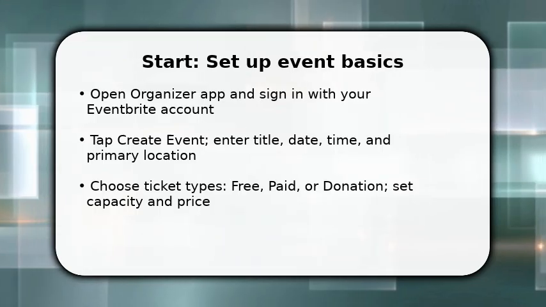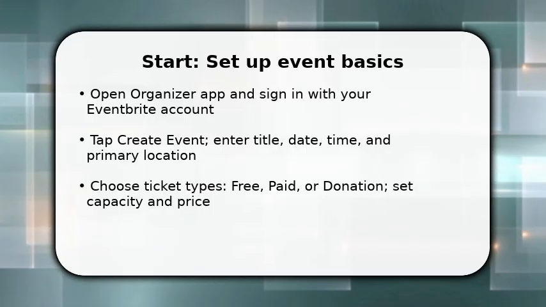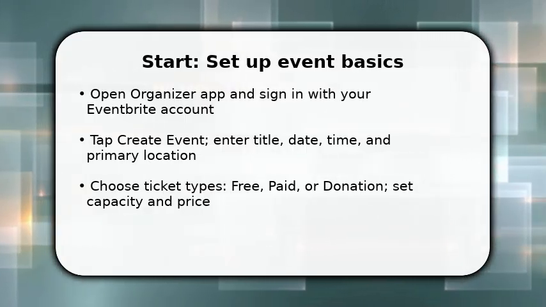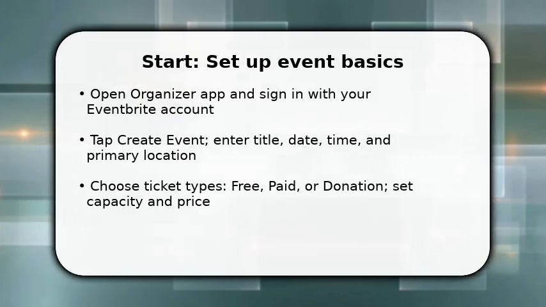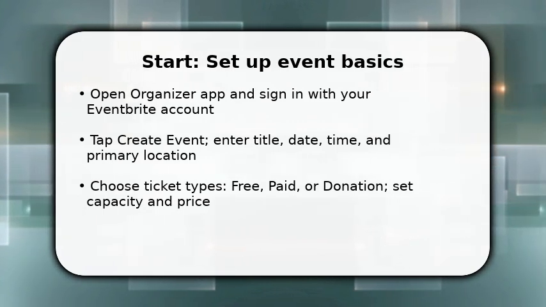Next, add ticket types: free, paid, or donation. Set quantity and price per ticket. While adding tickets, name each type clearly and set sales start and end times so you control availability. Once done, save the draft and preview the public listing to confirm core info displays correctly.